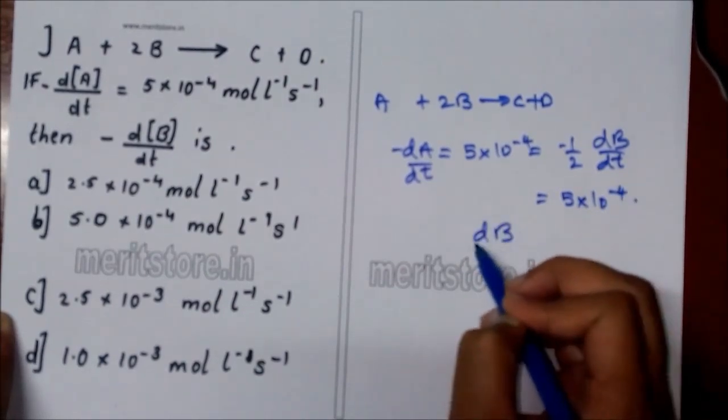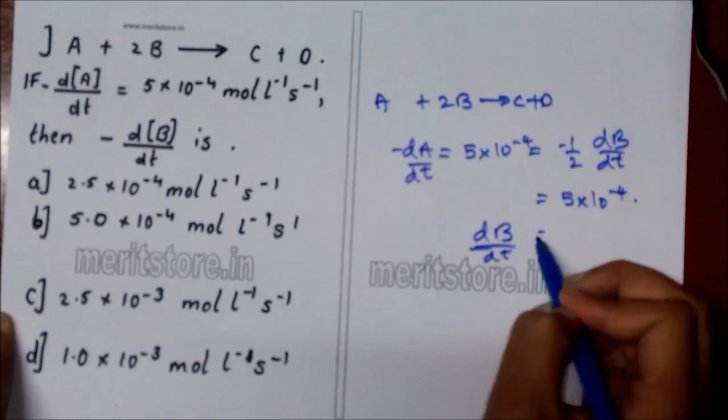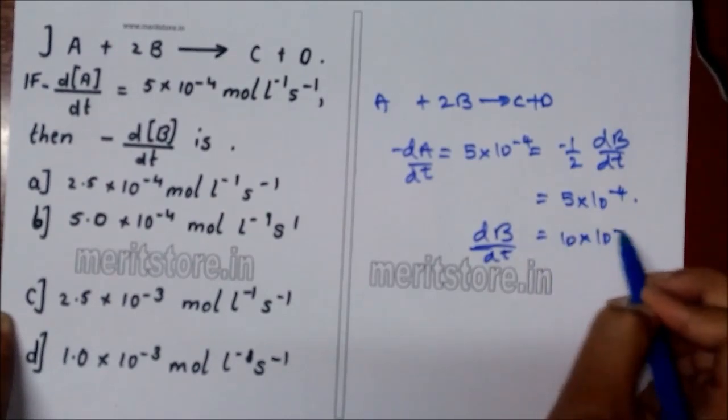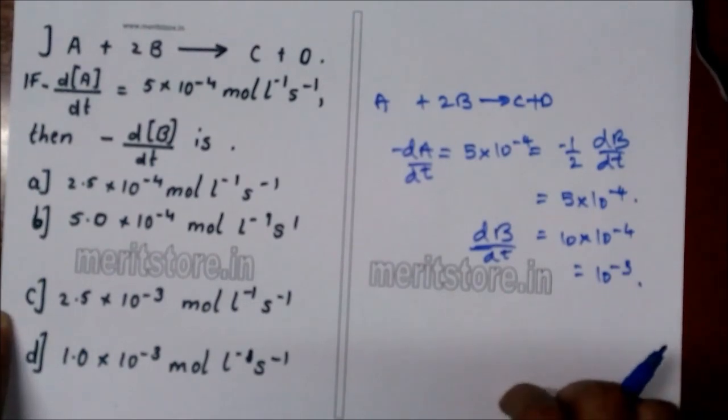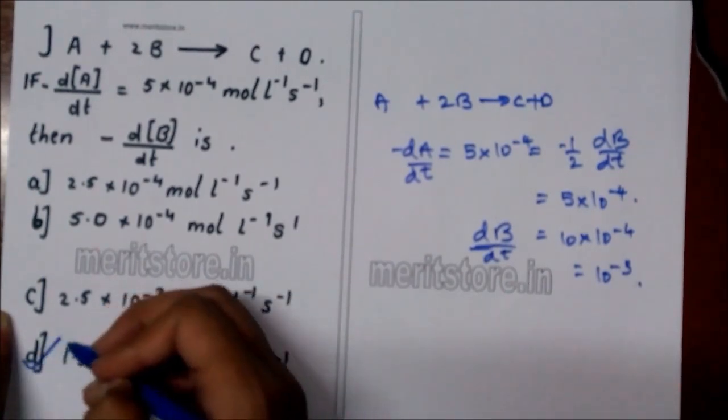So by solving, we get dB by dt is equal to 10 into 10 raised to minus 4, which is equal to 10 raised to minus 3 mole per liter per second. So option D is the correct answer.